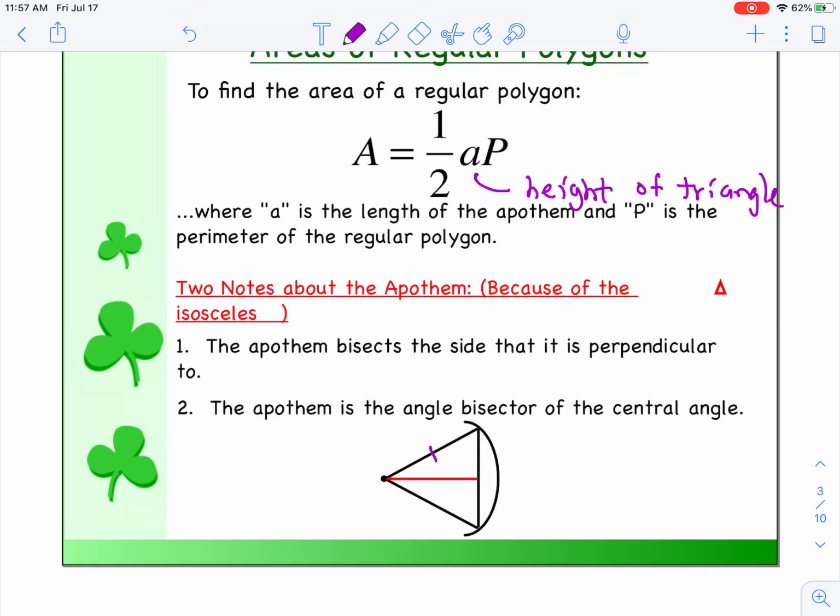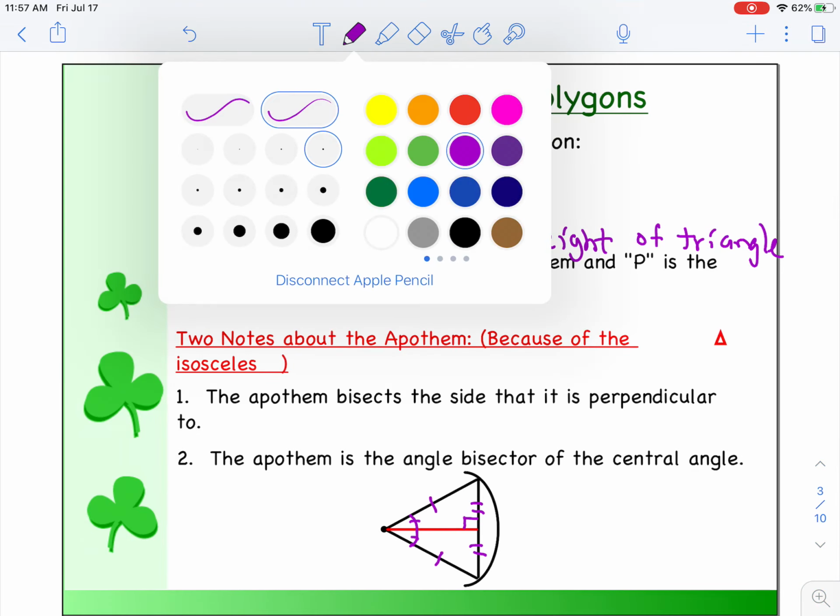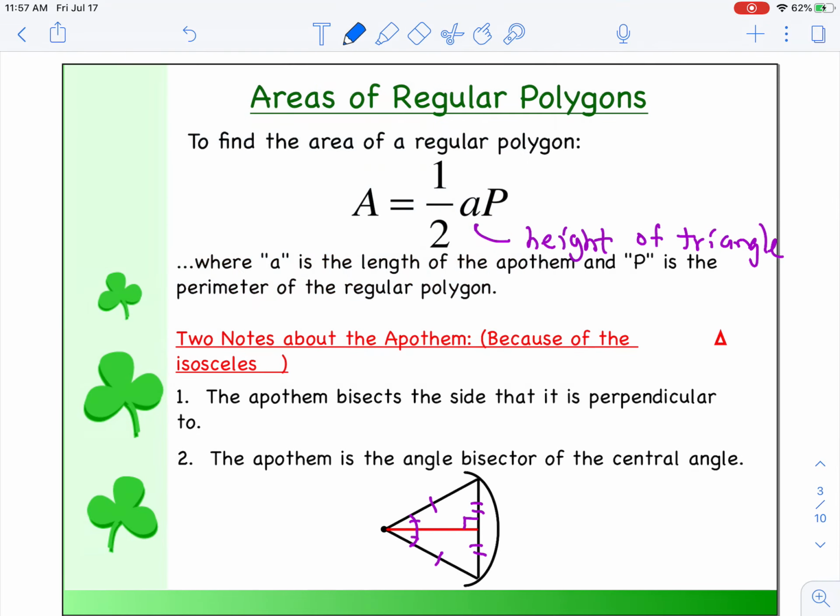So, two notes about the apothem. The apothem, remember, because it's an isosceles triangle right here, the apothem bisects this central angle. So it bisects the angle. It also bisects the side, and remember, it's the perpendicular bisector as well. So that's a pretty important piece, and that piece of information is really gonna help us find the areas, because we're not gonna always be given the apothem and the perimeter.